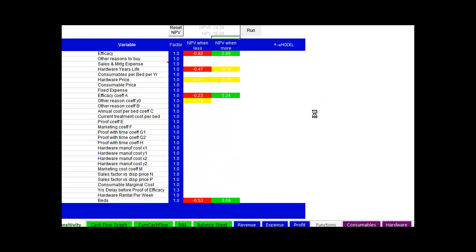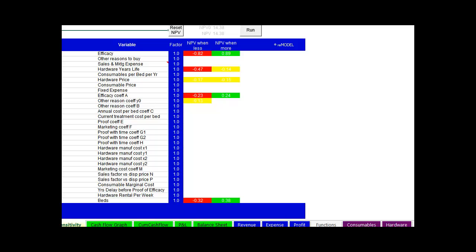It looks a lot cleaner, this one. There aren't so many things to worry about. We've got 1, 2, 3 red-green pairs. Efficacy is still top of the list. And we've got one here we might pay attention to. Efficacy coefficient. You might wonder what that is.